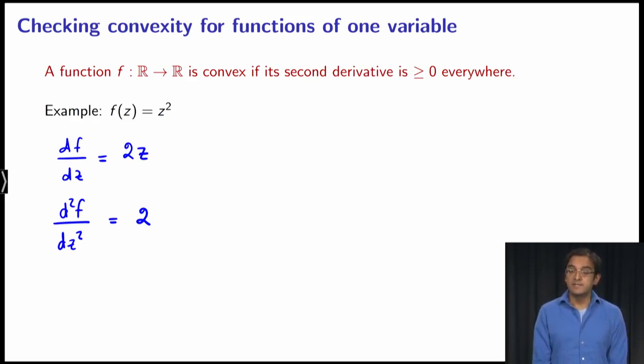So this is a nice simple test. But the loss functions that we'll typically be dealing with are not functions of just one variable. What does one do when one has a function of multiple variables? How does one check convexity in those cases?